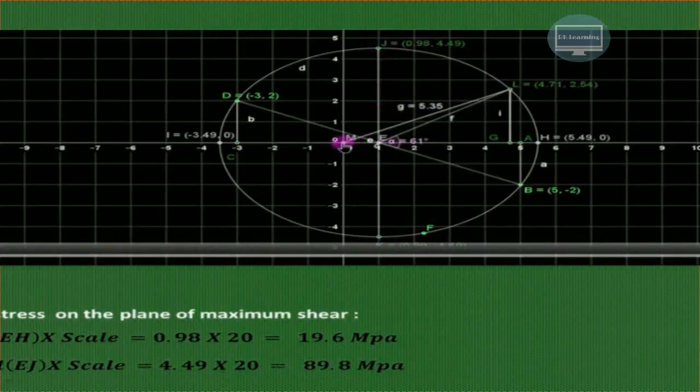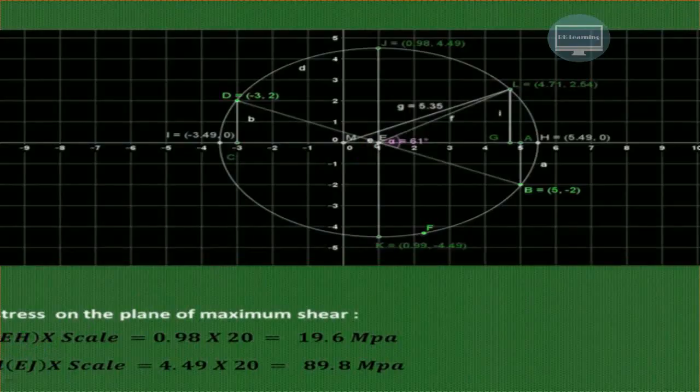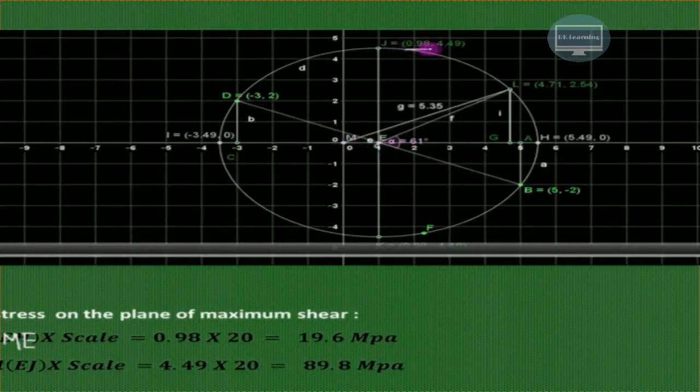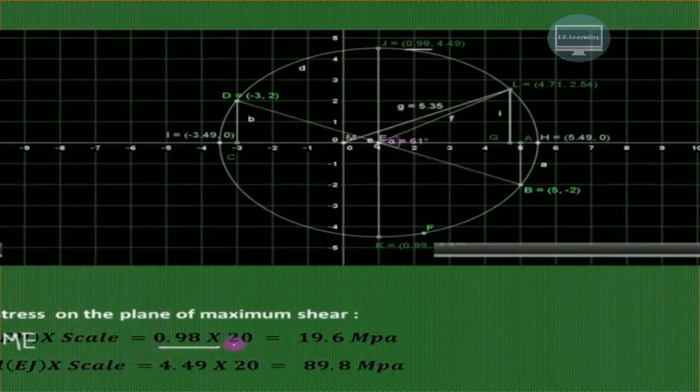Now on this particular plane, what is the normal stress? That will be equal to MP. So instead of this, we can say that is MP. This MP distance is the x coordinate, and it is equal to 0.98. So 0.98 multiplied by 20 is the normal stress which is acting on this plane of maximum shear. So this is the plane of the maximum shear. So in this way we can calculate the various values by using the Mohr circle.